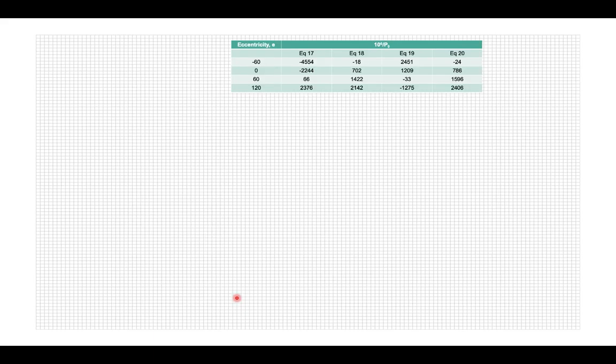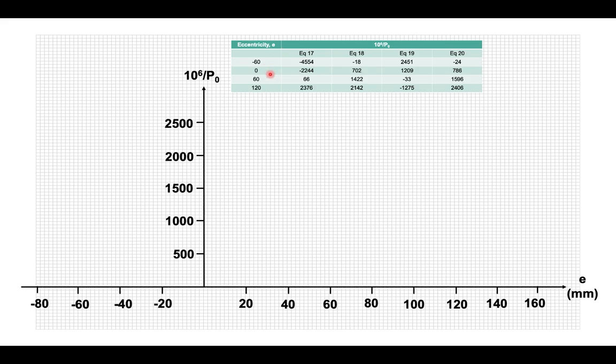Next, we go to our graph, right? These are the values that we have determined earlier based on the eccentricity. This is the graph paper, so we can draw this scale on your graph paper. This is for the E value, then we have this for 10 to the power of 6 over P naught. This is for the vertical axis. For the horizontal axis, we have the E value, right?